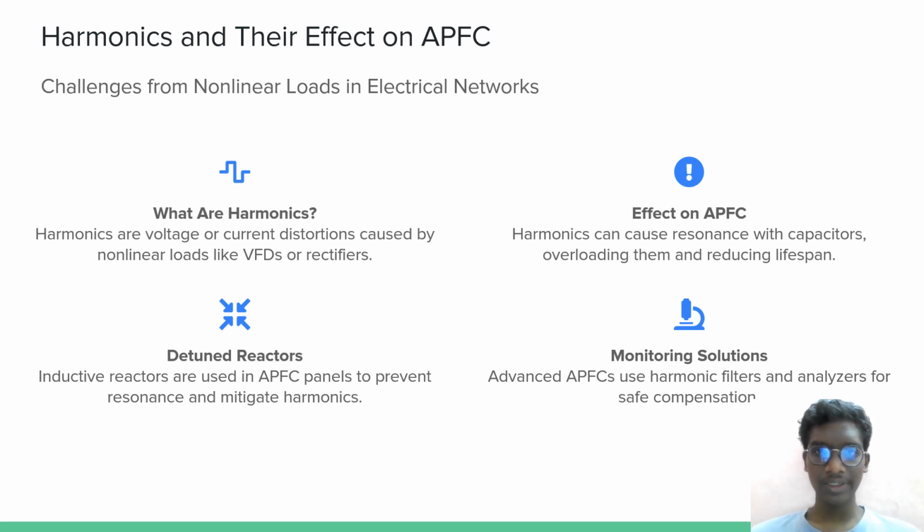Harmonics and their effects on APFC. What are harmonics? Harmonics are voltage or current distortions caused by nonlinear loads like VFDs or rectifiers. Effect on APFC. Harmonics can cause resonance with capacitors, overloading them and reducing lifespan. Detuned reactors are used in APFC panels to prevent resonance and mitigate harmonics. Advanced APFC uses harmonic filters and analyzers for safe compensation.